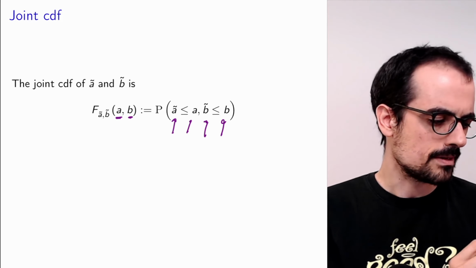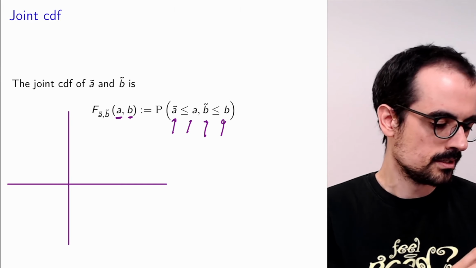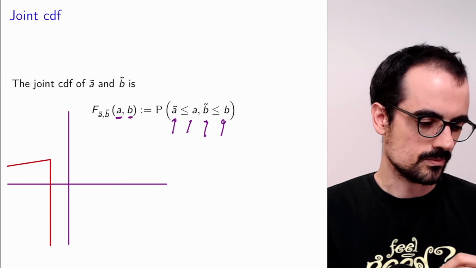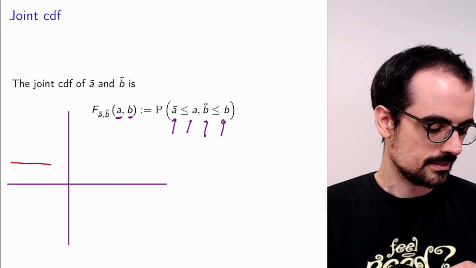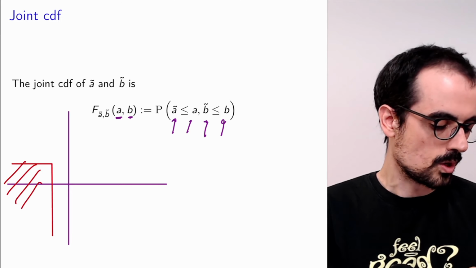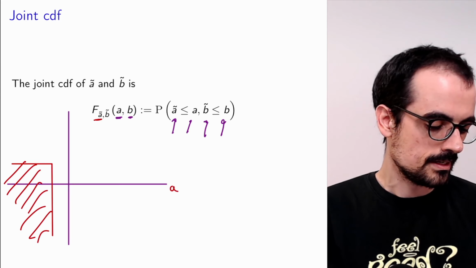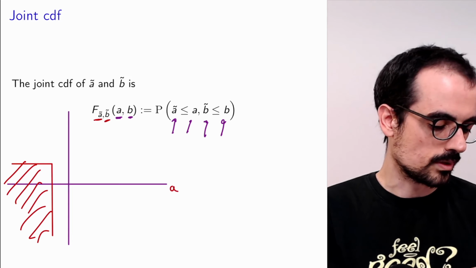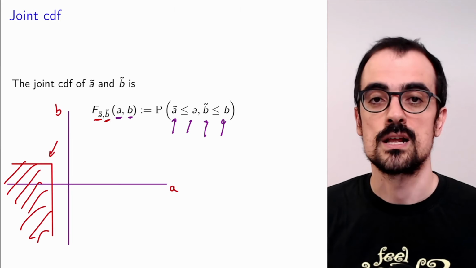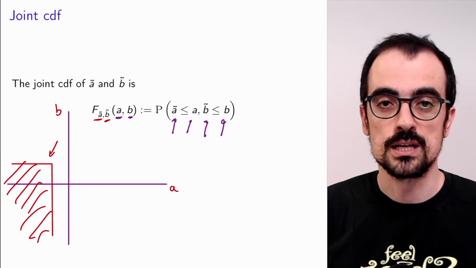So I don't think I have a picture of this, so I'll just draw it. Imagine that you have R2 here. Basically, we're asking the probability that, well, that was a terrible picture. The probability that we're in a region like this, where one coordinate corresponds to one random variable, like maybe A, and the other coordinate corresponds to the other random variable B. Okay, we're asking what's the probability that we're in a region like that. That's what the joint cumulative distribution function encodes.